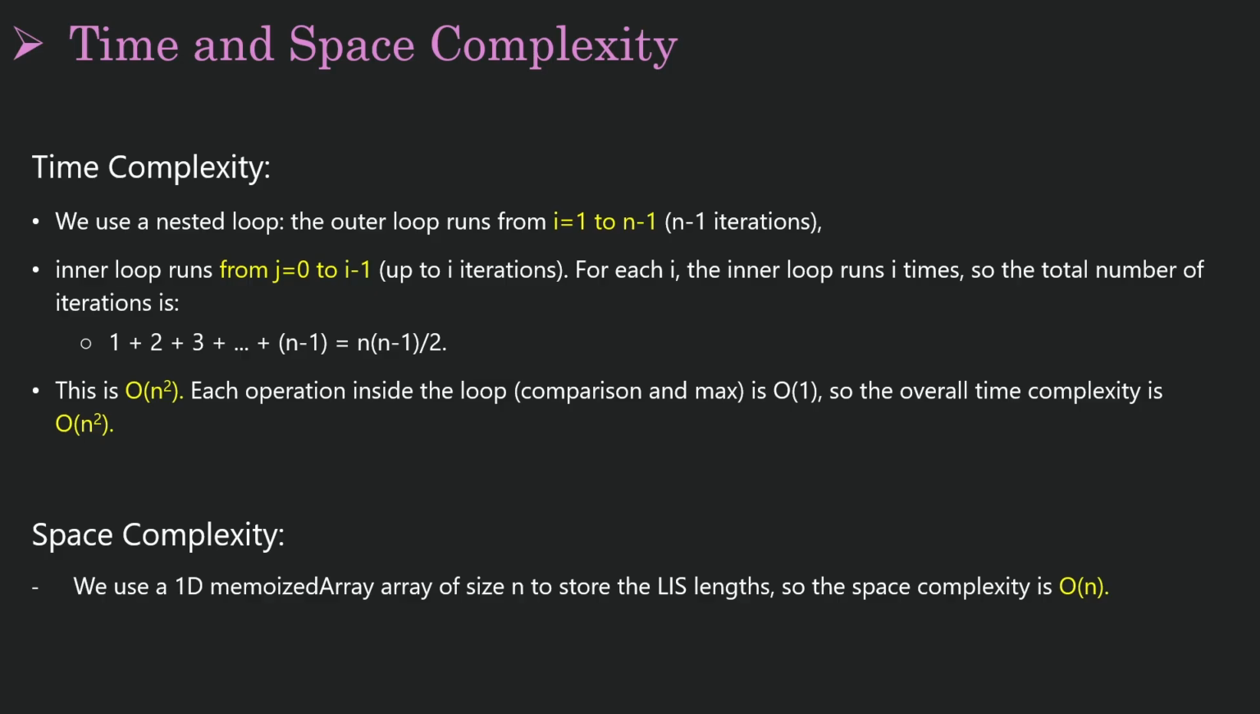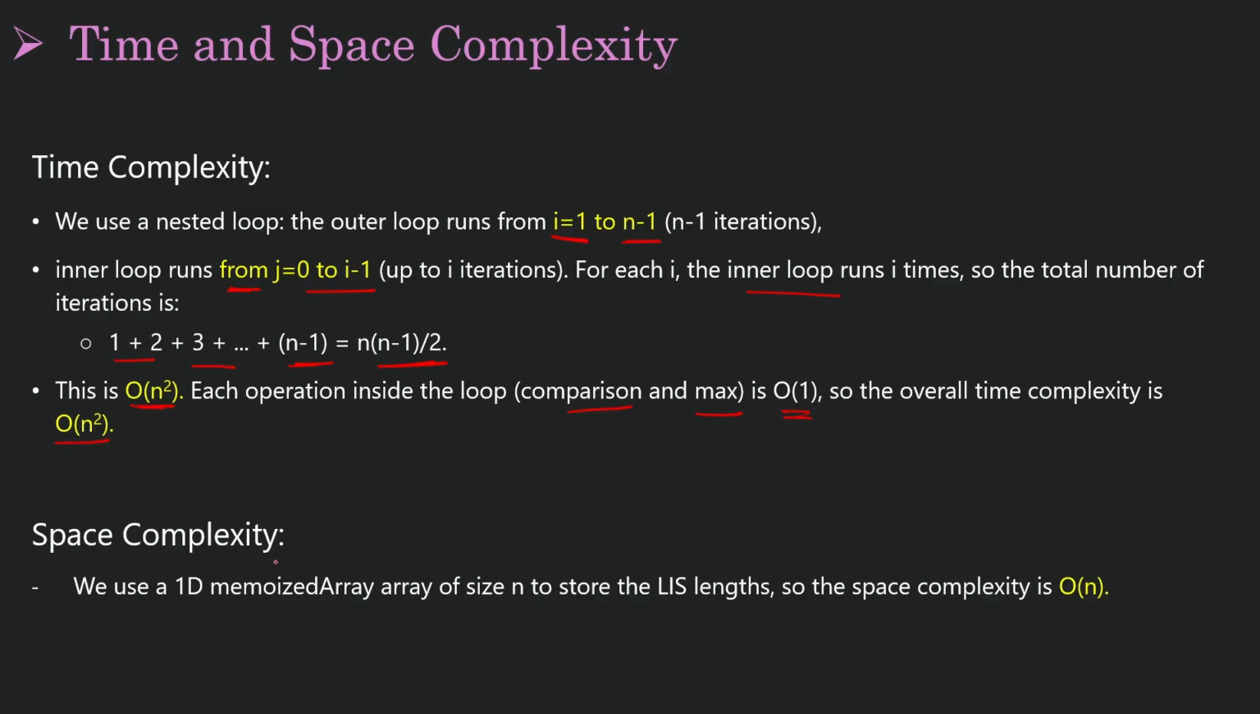Time complexity. We use a nested loop. The outer loop runs from I equals 1 to n-1, n-1 iterations, and the inner loop runs from j equals 0 to I-1, up to I iterations. For each I, the inner loop runs I times, so the total number of iterations is 1 plus 2 plus 3 plus up to n-1 equals n times n-1 divided by 2. This is O of n squared. Each operation inside the loop, comparison and max, is O of 1, so the overall time complexity is O of n squared.